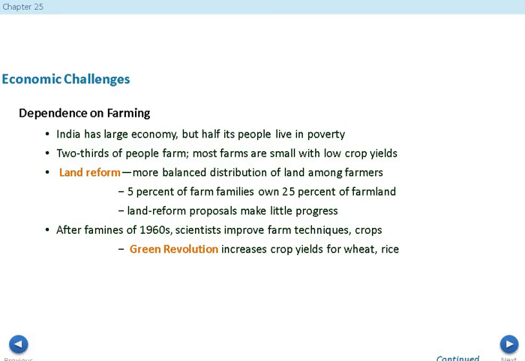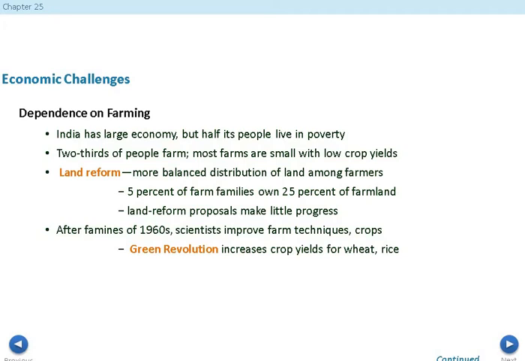India's economy is large, but half of its people are in poverty. One of the things that we'll look at as we start seeing different kinds of countries is gross national product and gross domestic product. A lot of people in India live very, very well. But a lot of people in India also struggle because there's just so many people.